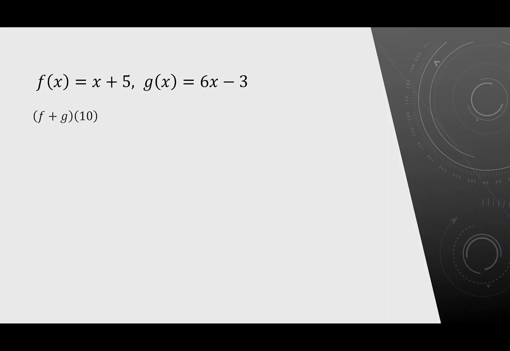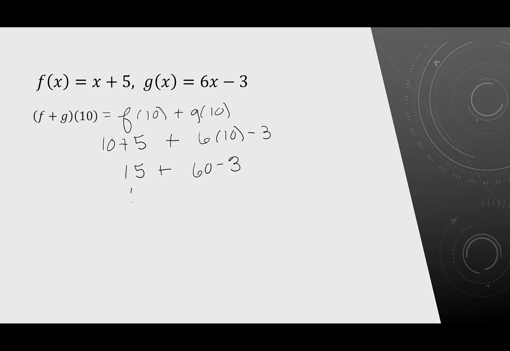We'll start pretty small. I have f of x is x plus 5, g of x is 6x minus 3. So to get f plus g of 10, I'm going to do f of 10 plus g of 10. So f says take the 10, add 5. G says do 6 times 10 and then minus 3. 10 plus 5, there's 15. 6 times 10 is 60, and then I have minus 3. So I have 15 plus 57.